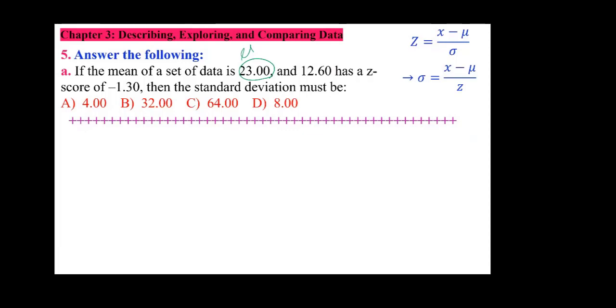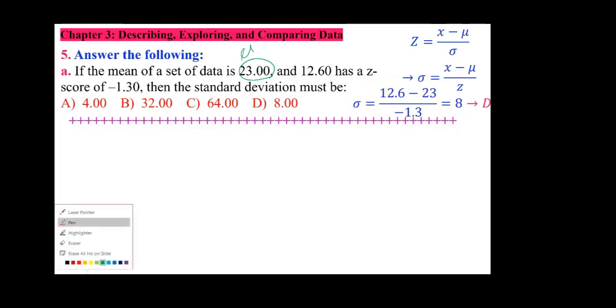And the z-score is negative 1.3, so sigma is 12.6 minus mu, which is 23, over the z-score of negative 1.3. I assume everybody can do the math. The answer is 8, therefore becomes part D.